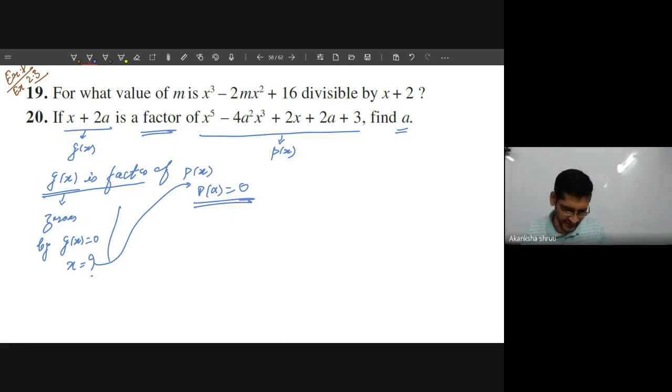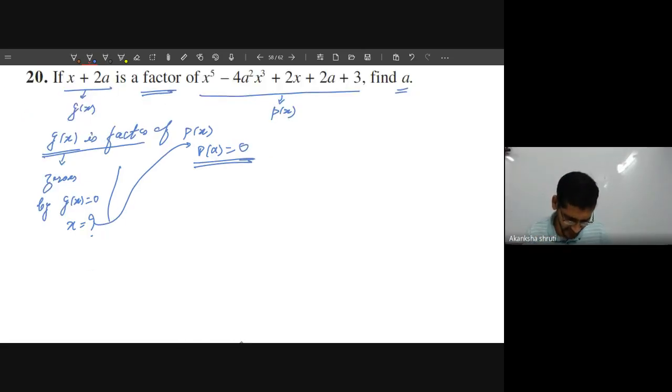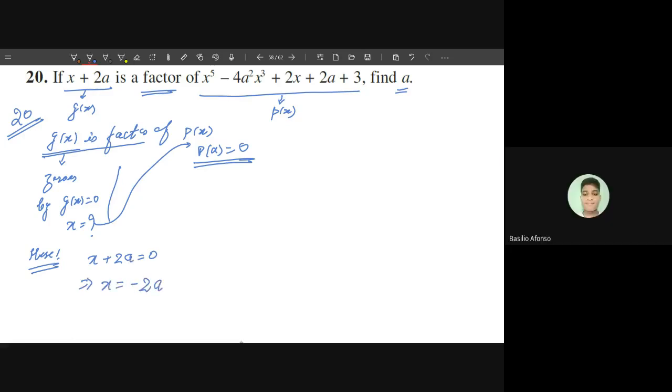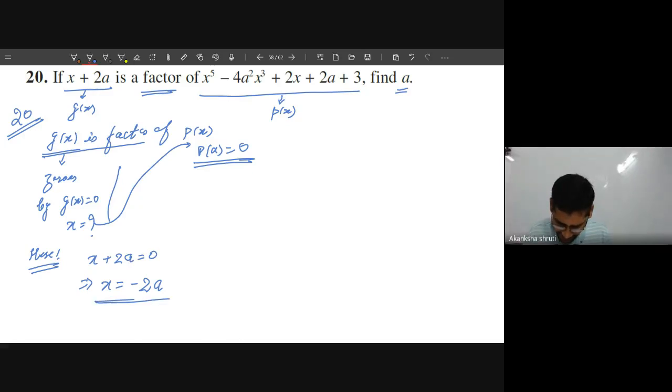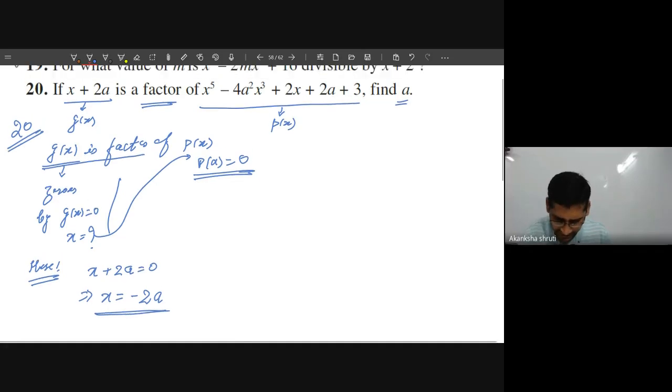Okay, students. So let us do it here. For question number 20, I am doing. So here, what you have to do? First, you have to equate x plus 2a equal to 0. So what will be the value of x? Minus 2a. Very good. So whatever this minus 2a is, you have to substitute it in p of x equal to 0.